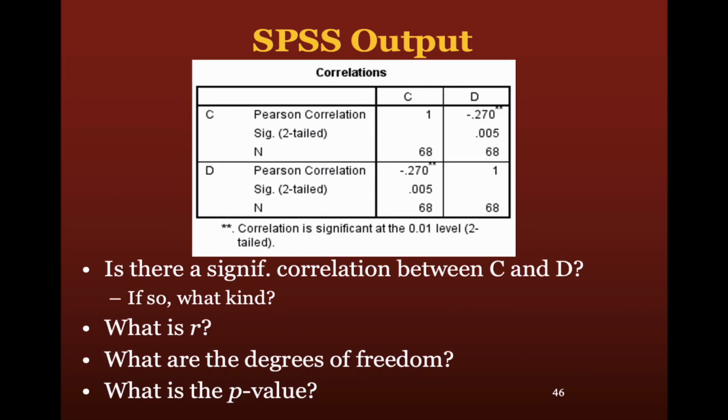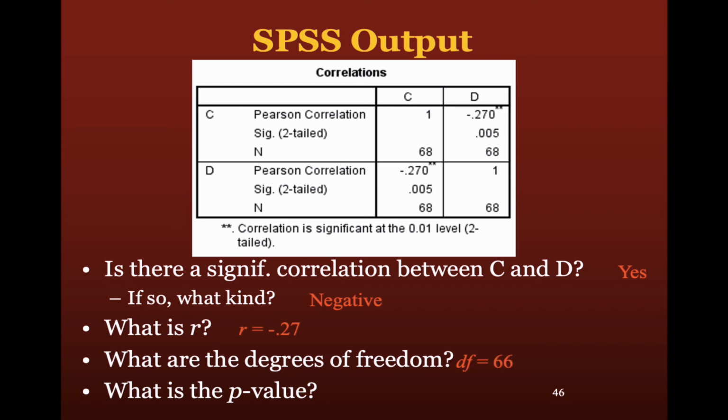Let's try another one. Is there a significant correlation between C and D? Again, you're looking at your p-value. Again, the p-value is less than 0.05. It's 0.005. So that means we have a significant correlation, right? And it's a negative sign, so we know it's a negative correlation. What is R? R, again, is the actual correlation itself. So it's negative 0.270, and you round that to negative 0.27.